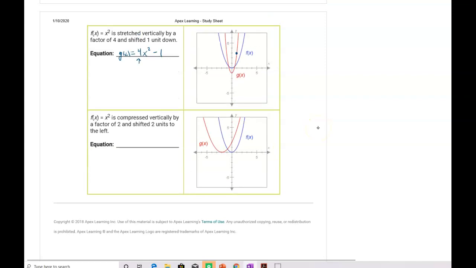Now, if this is compressed vertically by a factor of 2, and compression vertically means it got wider, right? So right away, I know I shifted from 0, 0, and I went left 2. So right away, I know g of x is equal to go left 2, I'm taking x, adding 2, and then squaring it. Now, it's a vertical compression of 2. But since it got wider, if it gets wider, it's 1 over the factor. So this is going to be 1/2.